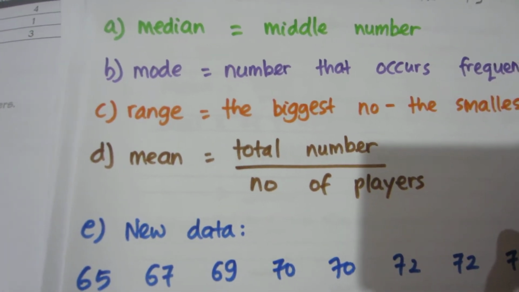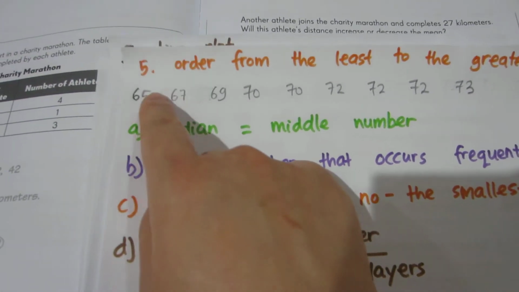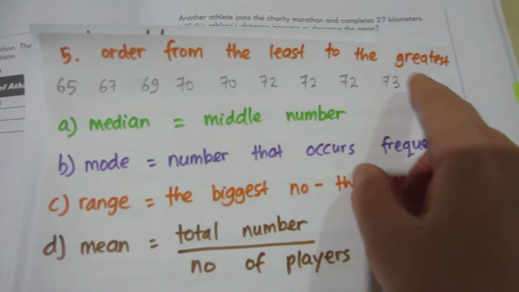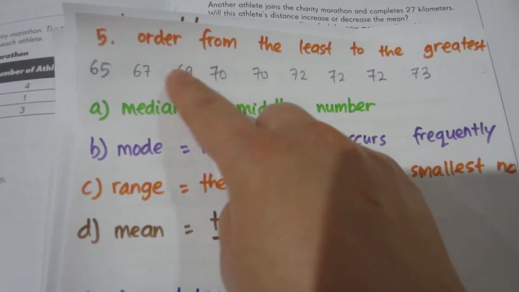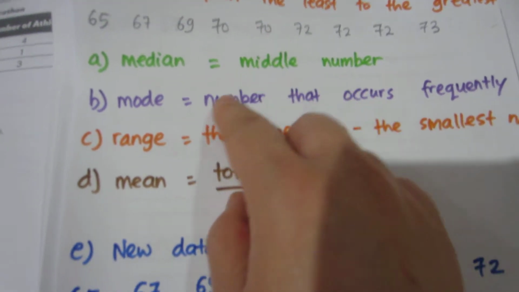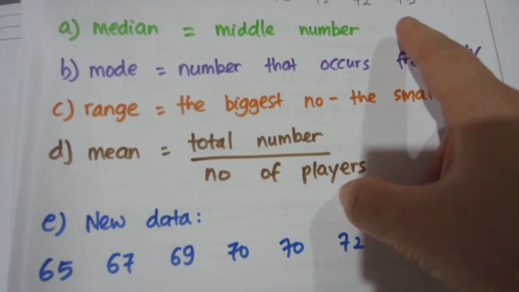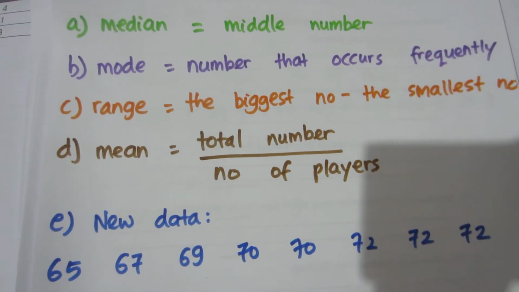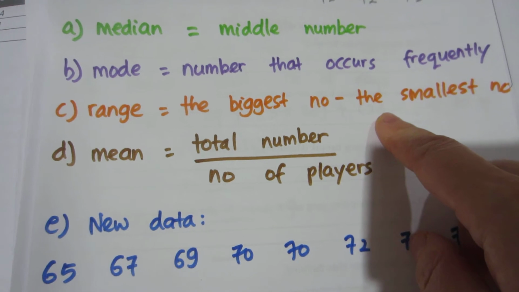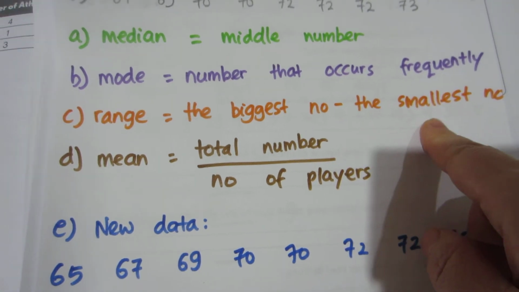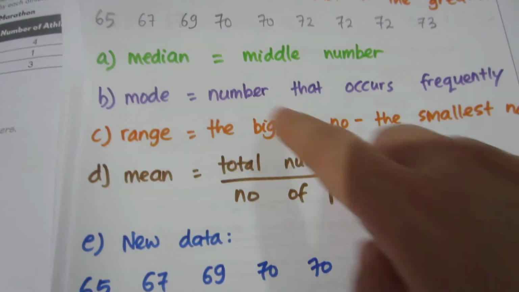Next, the median is the middle number. So you need to cross out the line leader with the caboose, second line leader with the second caboose, and then until you find the middle number. What is mode? Mode is the number that occurs frequently. So you check from your data which one occurs most frequently. Next, range is the biggest number minus the smallest number. In here, we have this minus this.